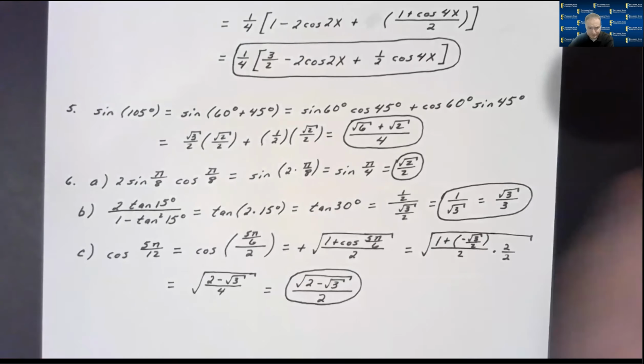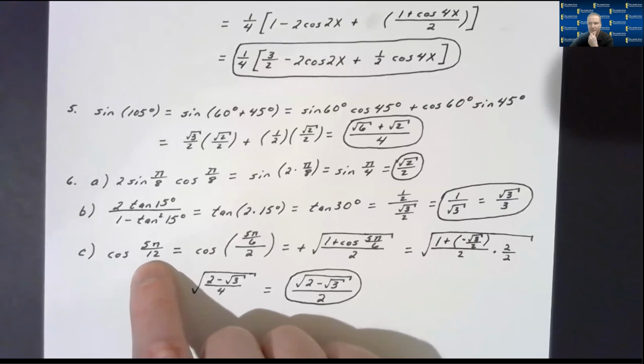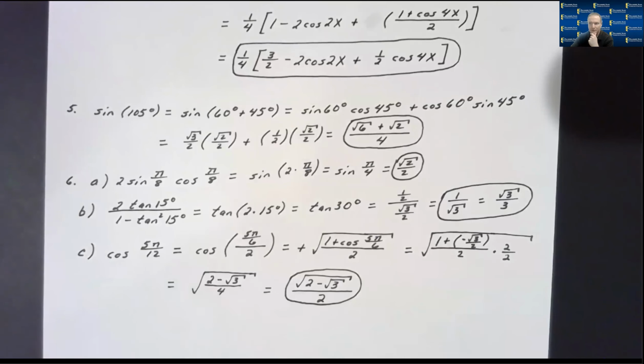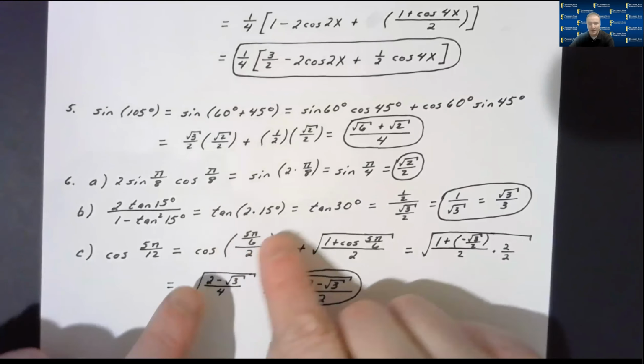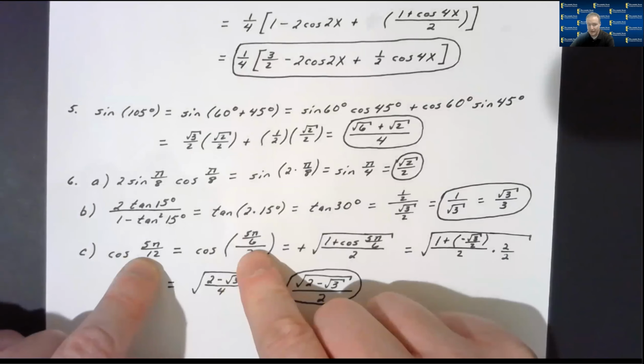Now, for the last one, I gave you the cosine of 5 pi over 12. And you say, well, all right, I don't know what the cosine of 5 pi over 12 is. However, I do know what the cosine of 5 pi over 6 is. 5 pi over 6, that's pi over 6 radians short of pi. My cosine at that point is going to be the negative square root of 3 over 2. So I can rewrite the cosine of 5 pi over 12. It's exactly half of the angle I do know. So I'll rewrite this as the cosine of 5 pi over 6 divided by 2.